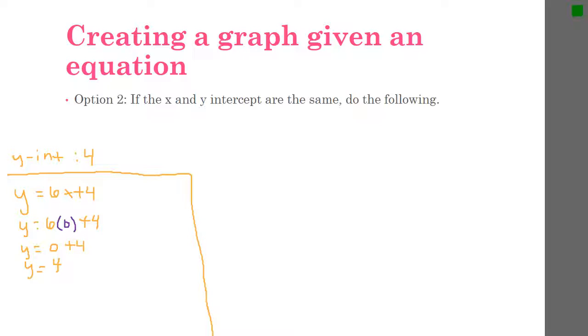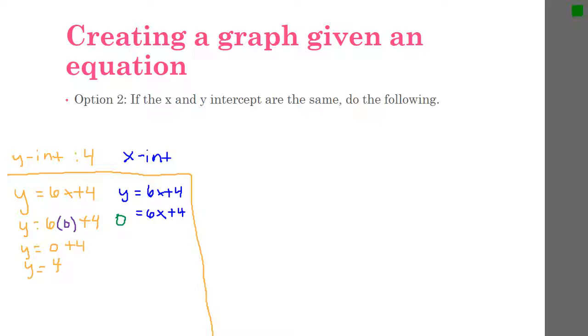Now, if you wanted to find your x-intercept, you just do the opposite. You would rewrite your equation, but you would plug a 0 in for y, okay? That's where you're going to put your 0 this time. Put your 0 in for y. So 0 equals 6 times x plus 4.